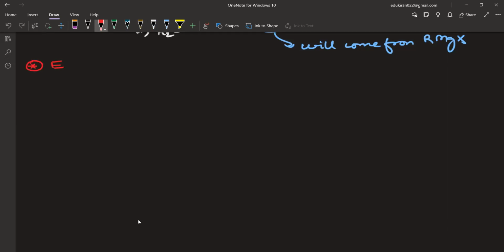Next one is esters. Now, esters are not present in your NCERT, but still learn this. It is going to be helpful. Okay, see here. What do we have in esters?